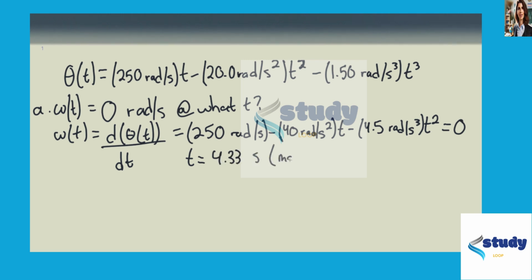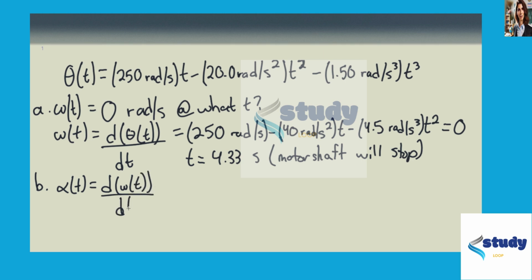This was when the motor shaft will stop at 4.33 seconds. And then B is asking us to find the angular acceleration at that t. So angular acceleration of t is going to simply be equal to the derivative of the angular velocity with respect to time.